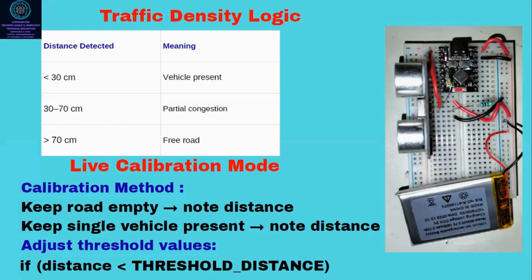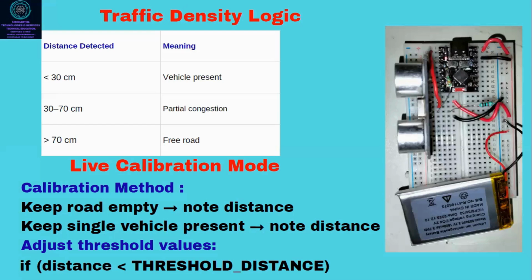So what is the live calibration mode actually? The calibration method is: keep the road empty and note the distance. When you calibrate, you don't put any vehicles on your table or on your wheels, and just note the distance. Then keep a single vehicle present and note the distance. Then you have to adjust the threshold value. If the distance is less than the threshold distance, then you can change it. Likewise, you have to make little changes for your topic. Let's go on and discuss more about the practical part so that you will understand.